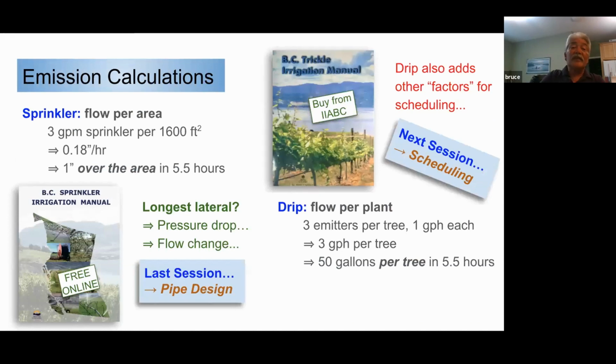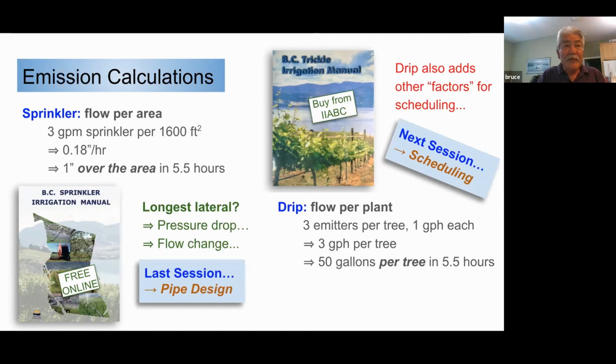Emission calculations. At this point, I want to point something out. When we're looking at calculating the amount of water that you're applying, with sprinkler heads we're looking at an application rate in inches per hour, based over an area. Depending on the spacing, the nozzle, and the sprinkler that you are utilizing, you would calculate that out with a formula. So you would have an application rate over a given area. In this case, we're looking at sprinkler heads that are covering a 1,600 square foot area. We're applying water at the rate of 0.18 inches per hour. So it's broadcasting it over an area.